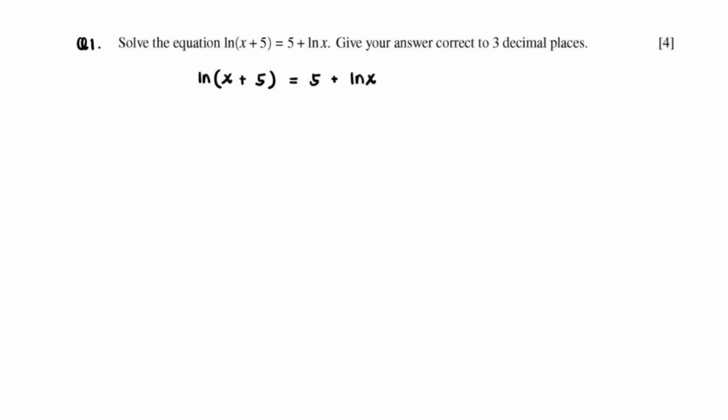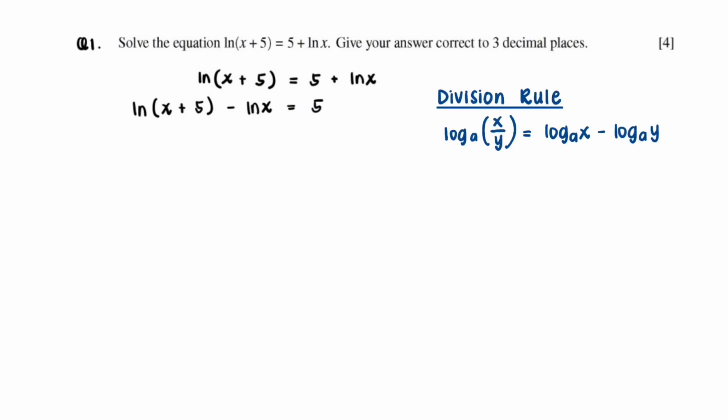Next, we'll move the ln x from the right-hand side to the left-hand side because we want to separate the variables that have ln in front of them and the variables that do not. So here you'll have ln(x + 5) - ln x = 5. And using the division rule of logarithms, we can combine the ln terms on the left-hand side into ln((x + 5)/x).